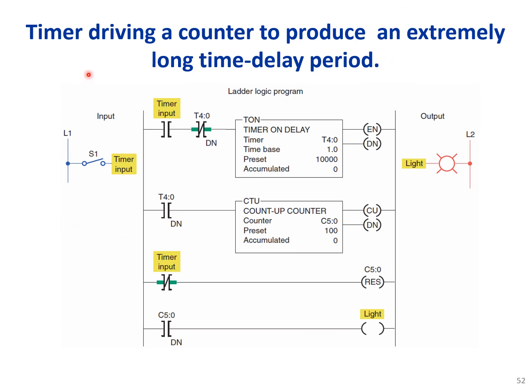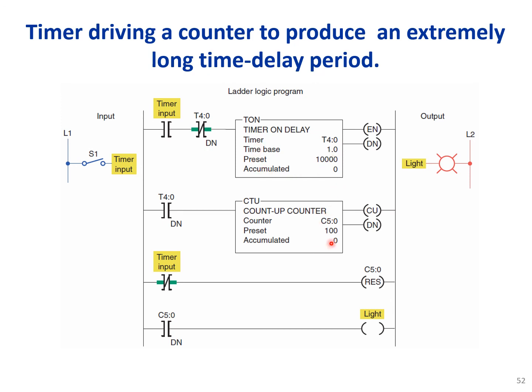Timer driving a counter to produce an extremely long time delay period. Here we have our timer and counter. The preset value here is 10,000 seconds. Once it reaches 10,000 seconds, it will trigger the counter by 1, and then the timer will be reset to 0 again and again count up.